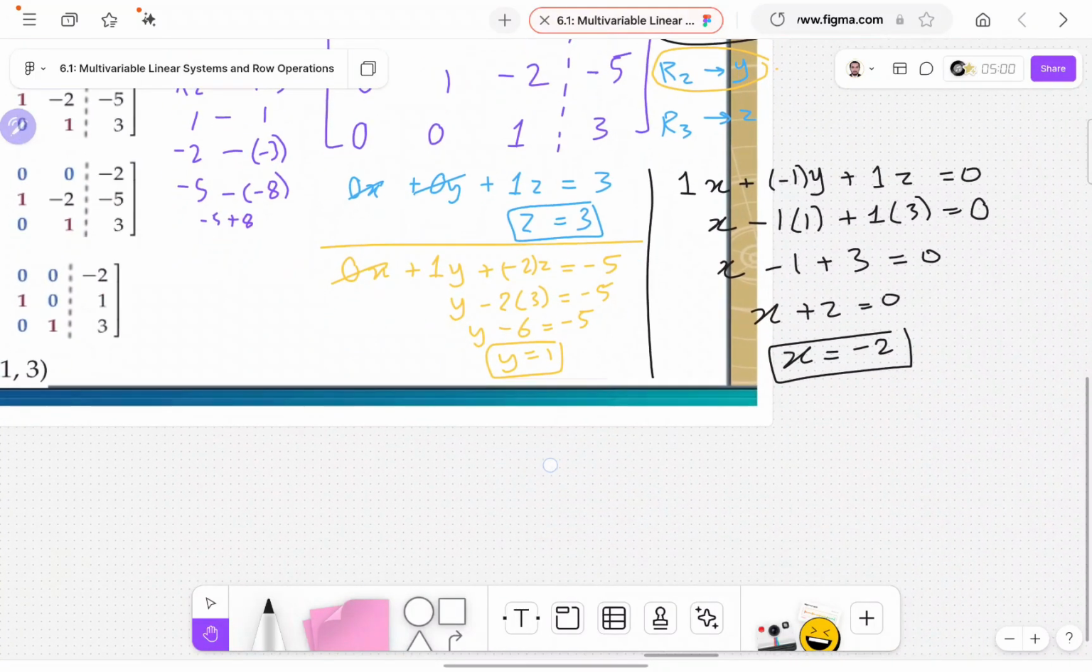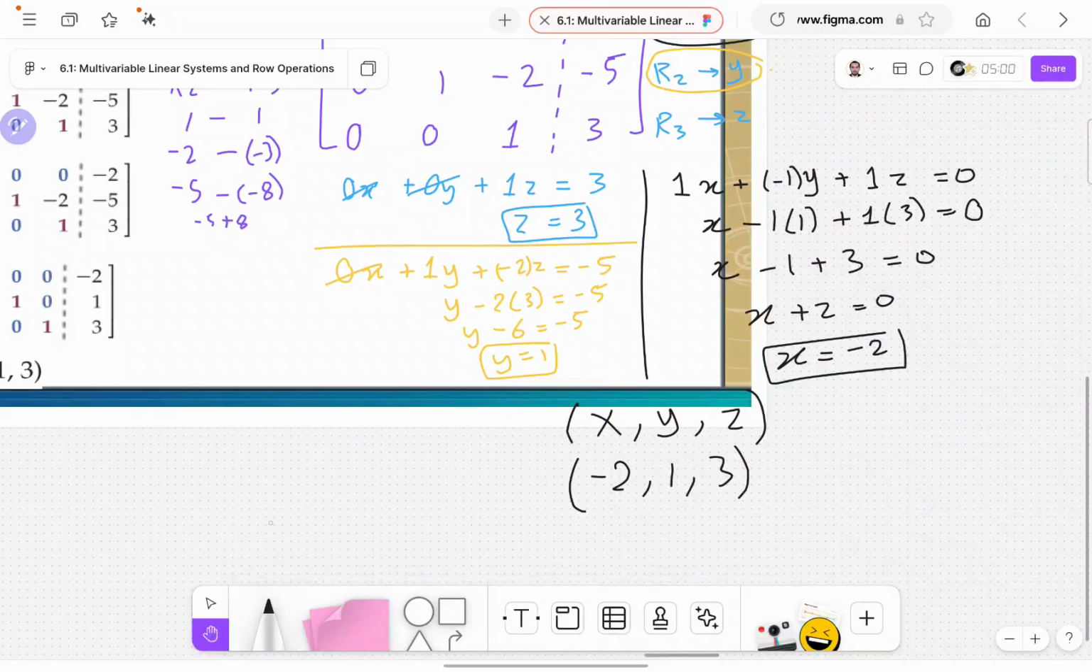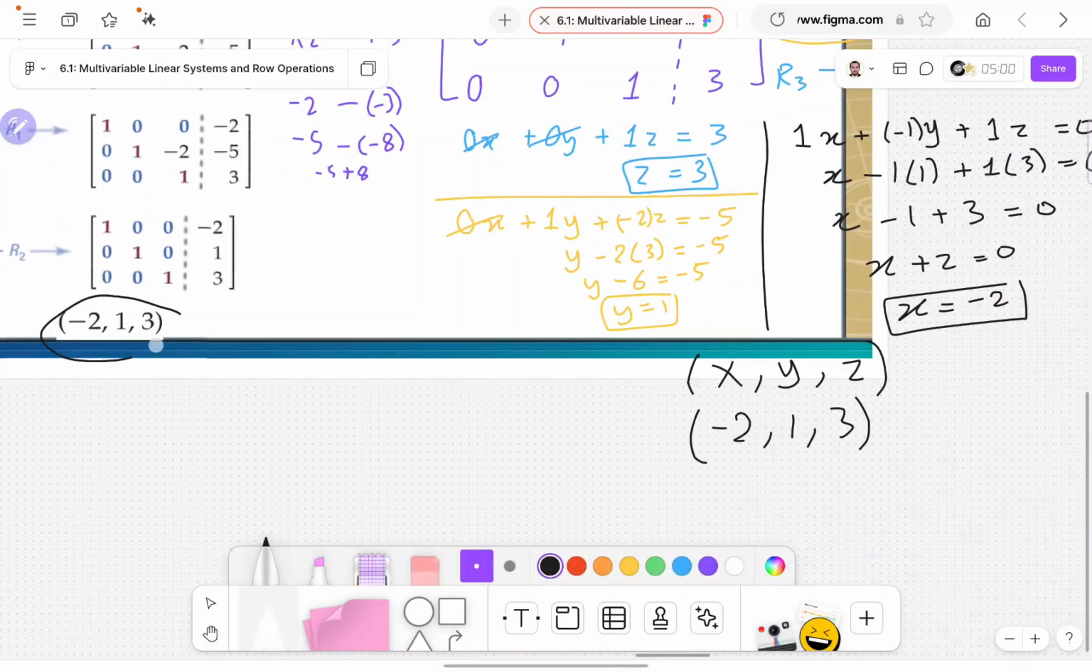Now the answer will be xyz. x is equal to negative 2, y is equal to 1, z is equal to 3. Done. So this is the answer.